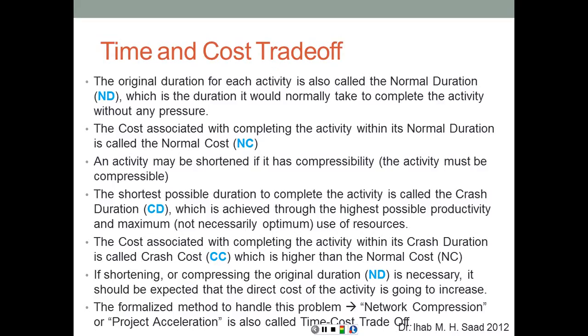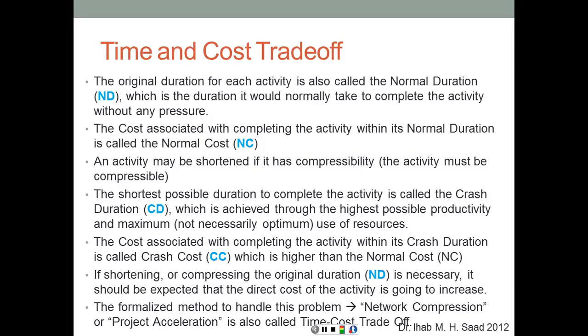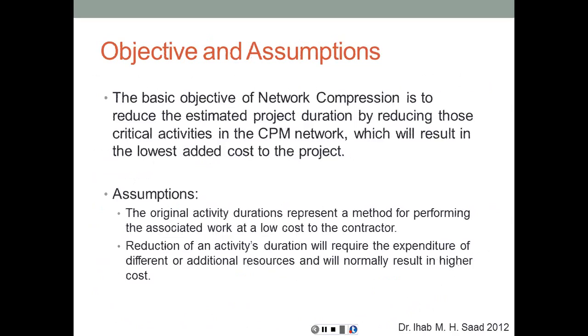The formalized method to handle this problem is called network compression, which is basically what we're learning about, or project acceleration, and this is also called time-cost trade-off, because basically you are trading additional cost for shortening the project time or duration. The basic objective of network compression is to reduce the estimated project duration by reducing those critical activities in the CPM network.